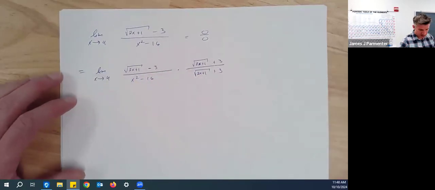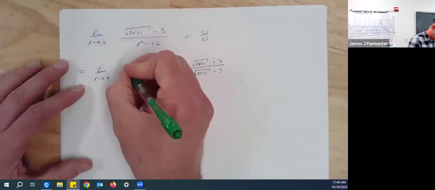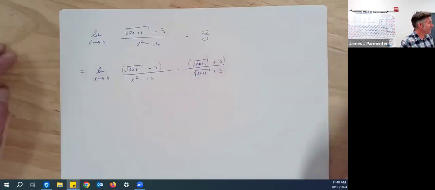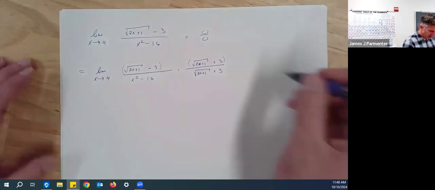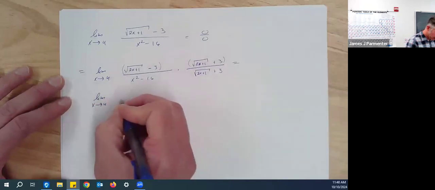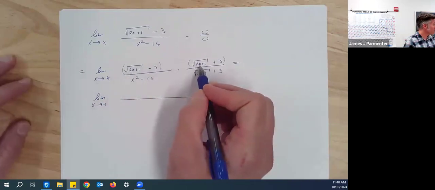To multiply these conjugates together, well, we could FOIL it out, but the reason we're multiplying this by this is that the middle terms are going to cancel. When you multiply this out, you still have a limit because there's still x's. Square root of 2x plus 1 times the square root of 2x plus 1 is 2x plus 1.